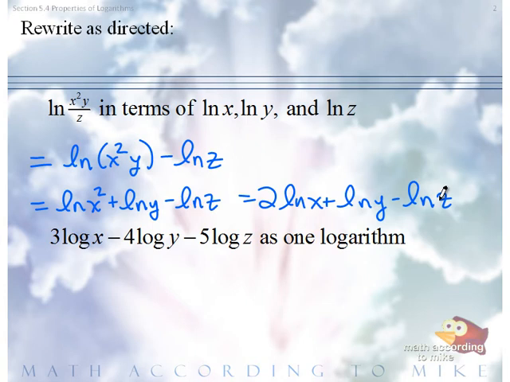Now, I have no problem, because after a while, you might get very comfortable with these things. And if you just go from here to here in one step, that's fine. I'm fine with that. But please notice, if they gave us our final answer here, 2 natural log of x plus natural log of y minus natural log of z, and said write it as one logarithm, you'd be back where we started with, because you would just do the properties in reverse.